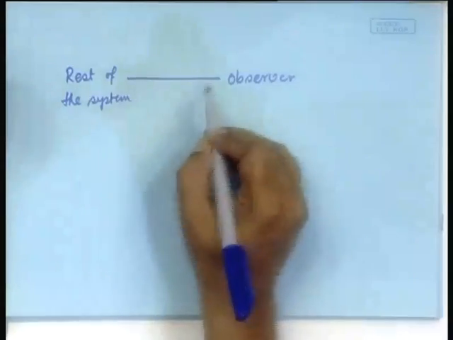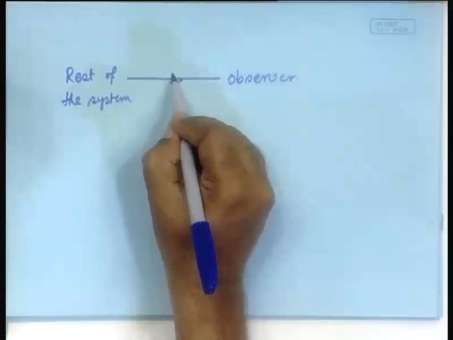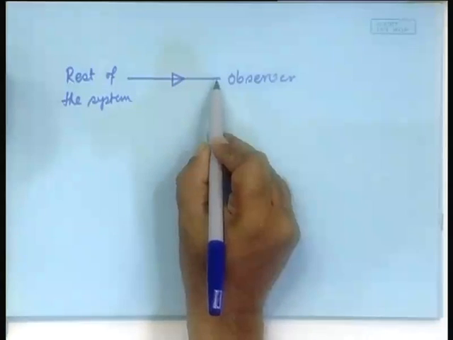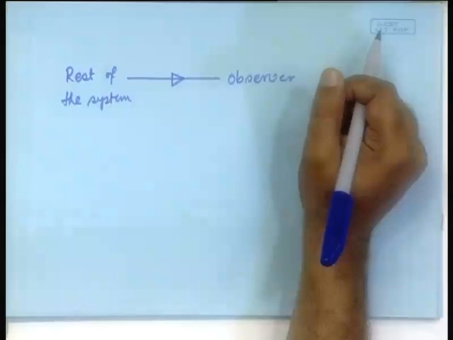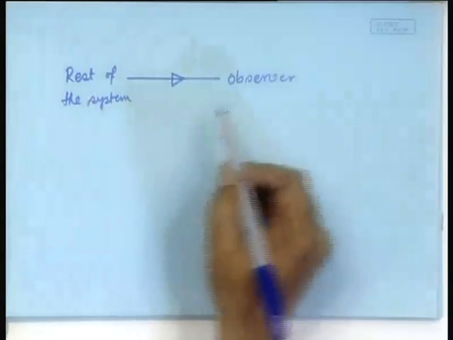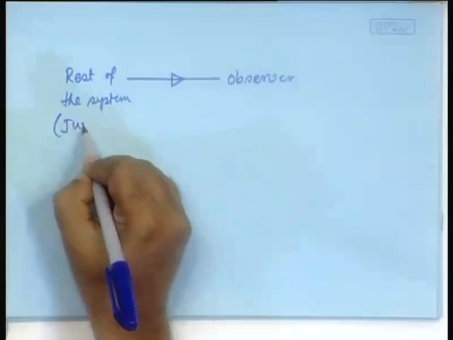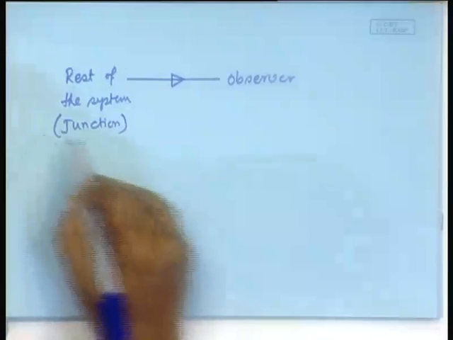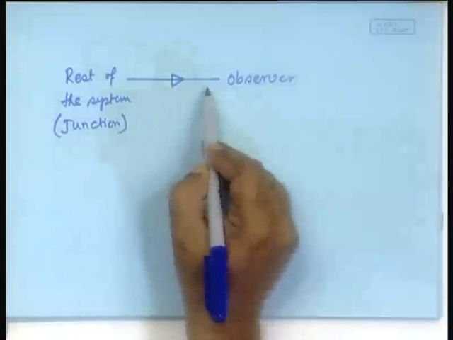Now, whenever we have this kind of a situation where we are sensing it, there we put a full arrow, meaning that this particular bond will carry no power. Fine. Or you can say, in place of the rest of the system, you can also say it is a junction, because it is always connected to some kind of a junction. So, from a junction to an observer, it has to be activated. This is called an activated bond.